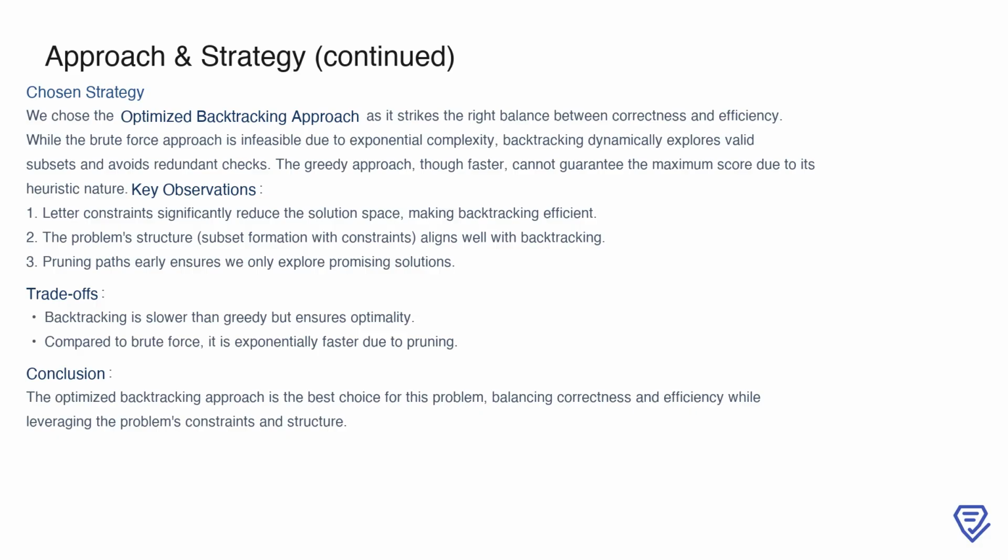Key observations support this choice. Letter constraints naturally limit the number of feasible solutions, and the subset formation process aligns closely with the recursive nature of backtracking. While backtracking is slower than the greedy method, it ensures optimality and is exponentially faster than brute force. In conclusion, this approach effectively balances trade-offs, making it the best fit for solving the problem accurately and efficiently.